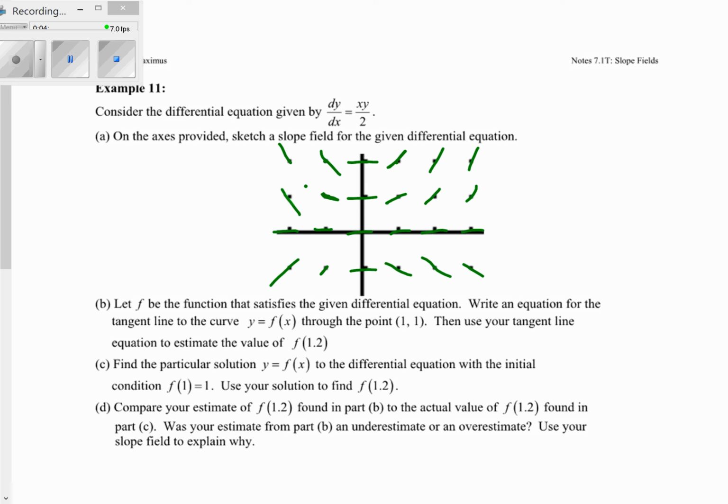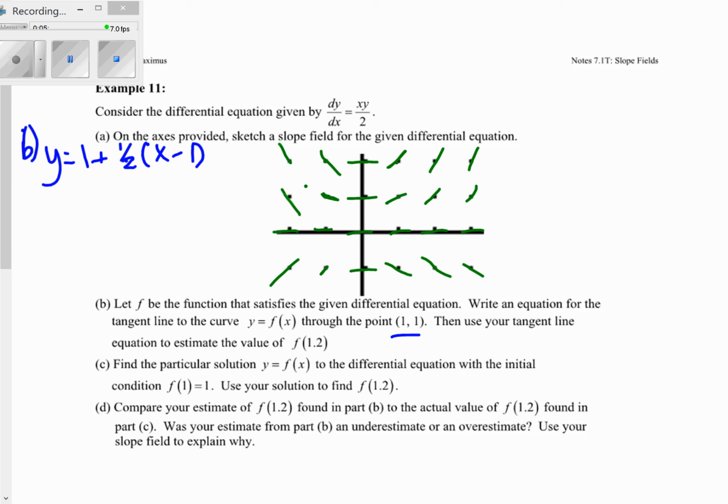All right, let f be the function that satisfies the given differential equation. Write an equation for the tangent line to the curve. So I'm going to do part B over here. Through the point (1, 1). So at (1, 1), my slope is 1/2. So my tangent line is going to be y equals 1 for my y value plus 1/2 times (x minus 1). All right, so that wasn't too bad.